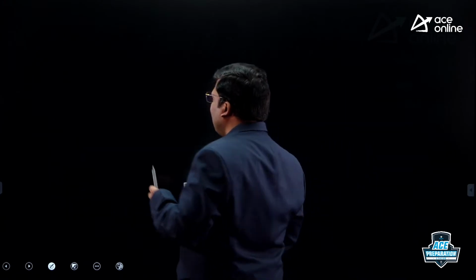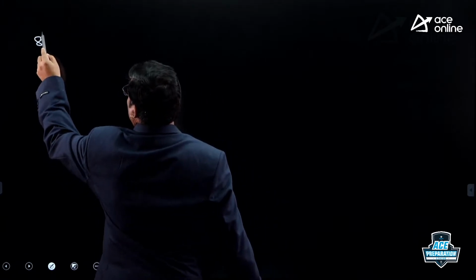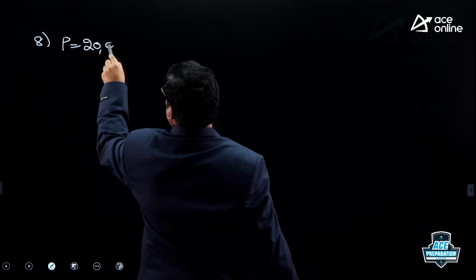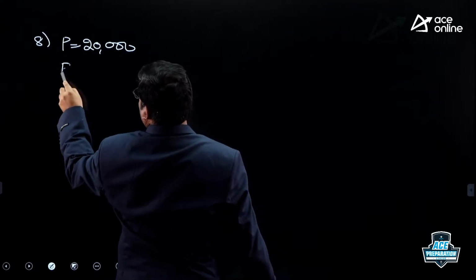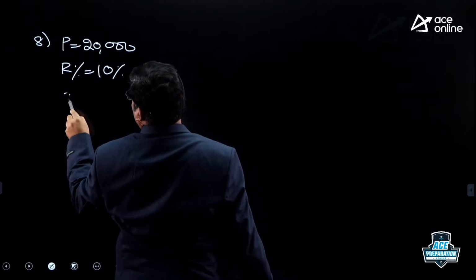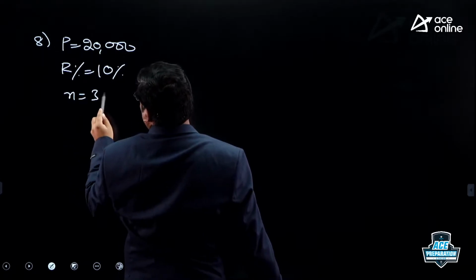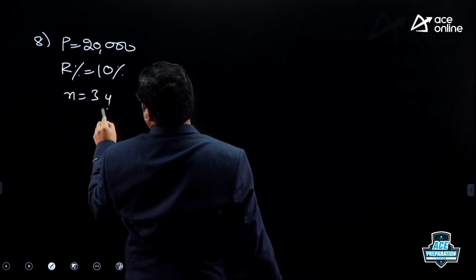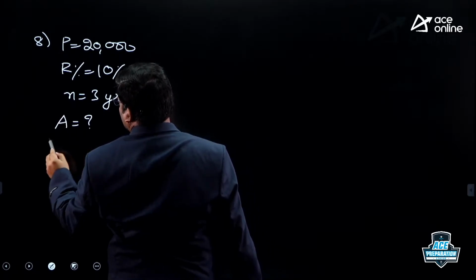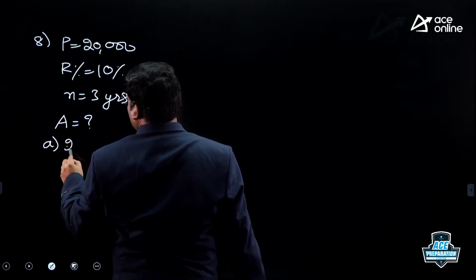So let me solve some more problems. P equivalent to 20,000. In these CI questions most of the students use formulas. No need of using any formulas. P is 20,000. R is 10%. N is 3 years. Amount is how much?